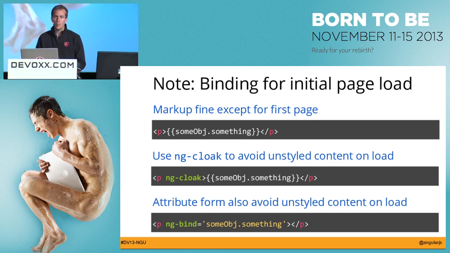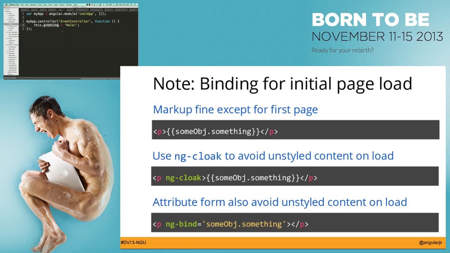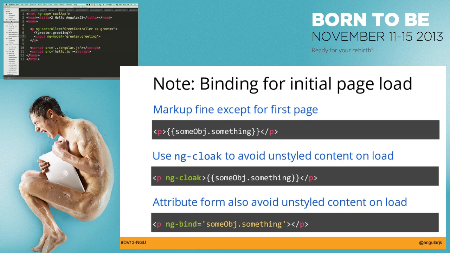Let me talk about why this is a problem. So back in my application, my hello.html, you notice that this template comes before my script tag. So what this means is this double curlies little bit here, this can actually get rendered to the user before Angular gets a chance to come in and replace it with what I actually want to see.